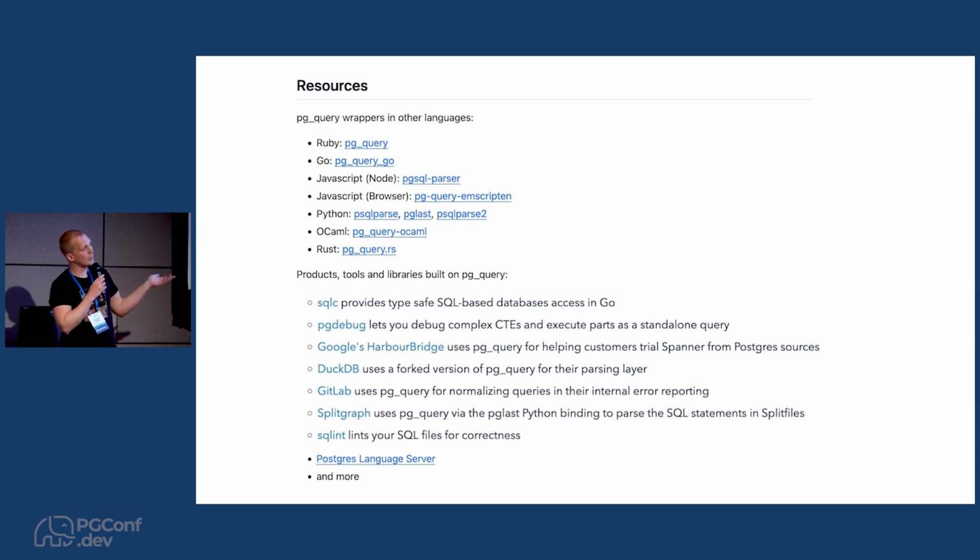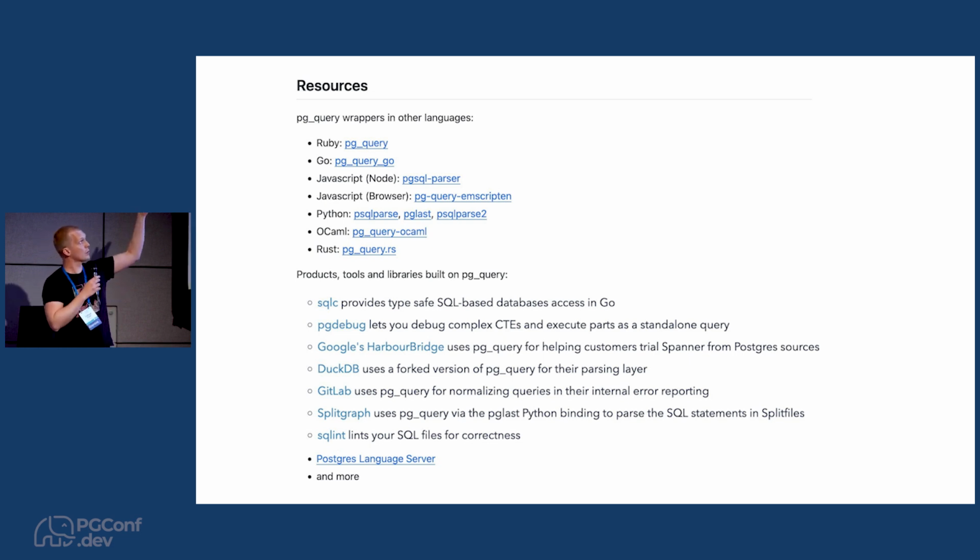Just as an example, Google uses it for their Harbor Bridge project to migrate people, I think, from, well, this is Postgres to Spanner for some reason. GitLab uses it to normalize queries for internal error reporting. SQL lint can lint your SQL files. There's sqlc that lets Go developers compile queries at essentially build time so that they have type definitions and whatnot based on their queries that are parsed.